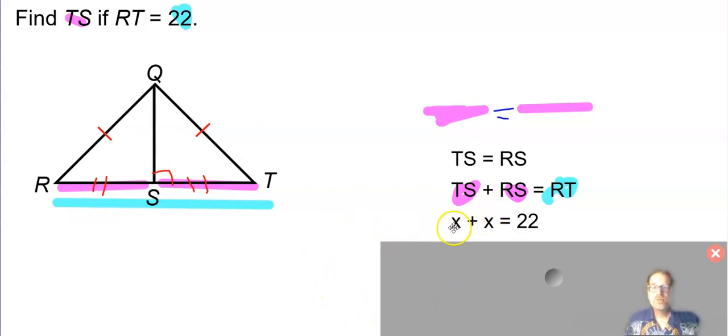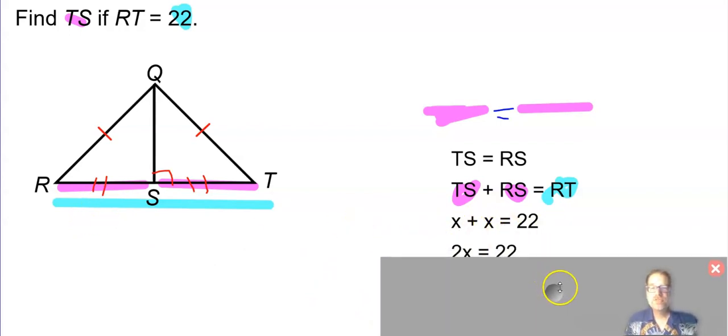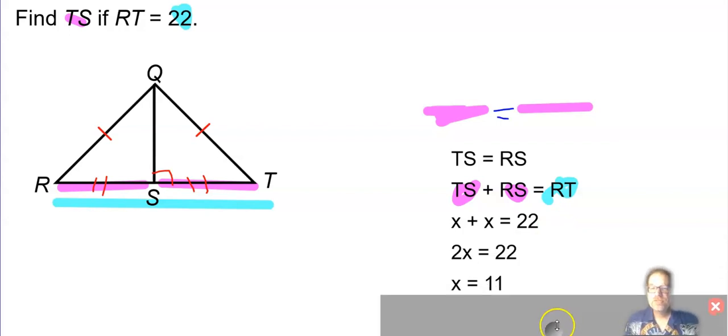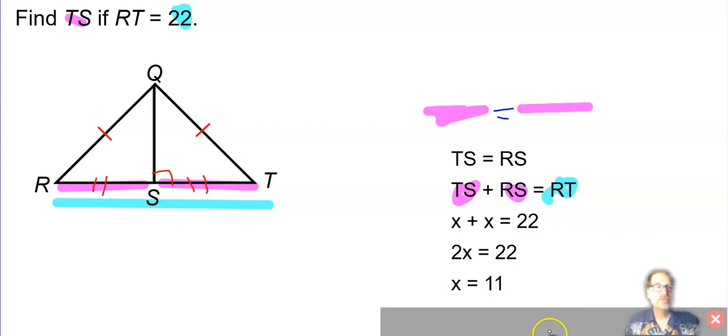So purple plus purple, x plus x equals 22. X plus x is 2x. 2x equals 22. X equals 11. And x is what I'm looking for, TS, so we are done.